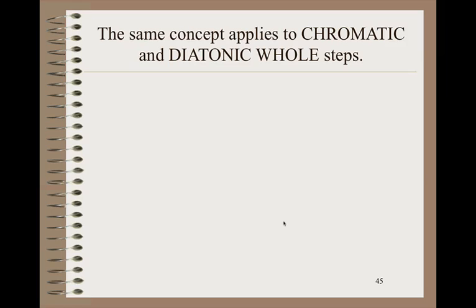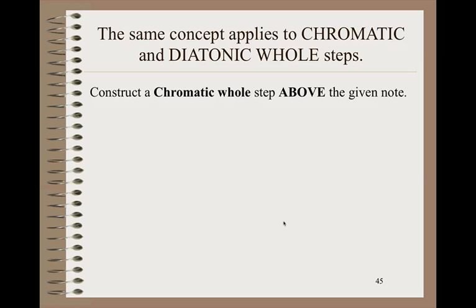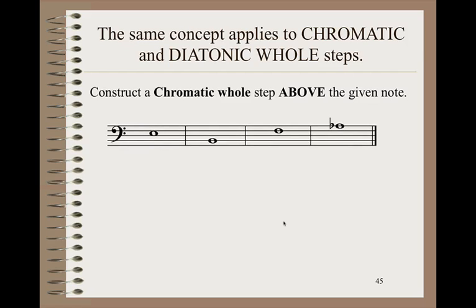Now, the same concept applies to chromatic and diatonic whole steps. And again, remember, a whole step is the same as two half steps. So what I'm going to be asking you to do is to construct a chromatic whole step above these different notes. Now these are actually pretty easy because again, remember, chromatic means that it's the same letter. So we have an E and we want to go up a whole step. I'll give you the answer for this first one. This first one's going to be an E double sharp. Go ahead and complete the rest of these.